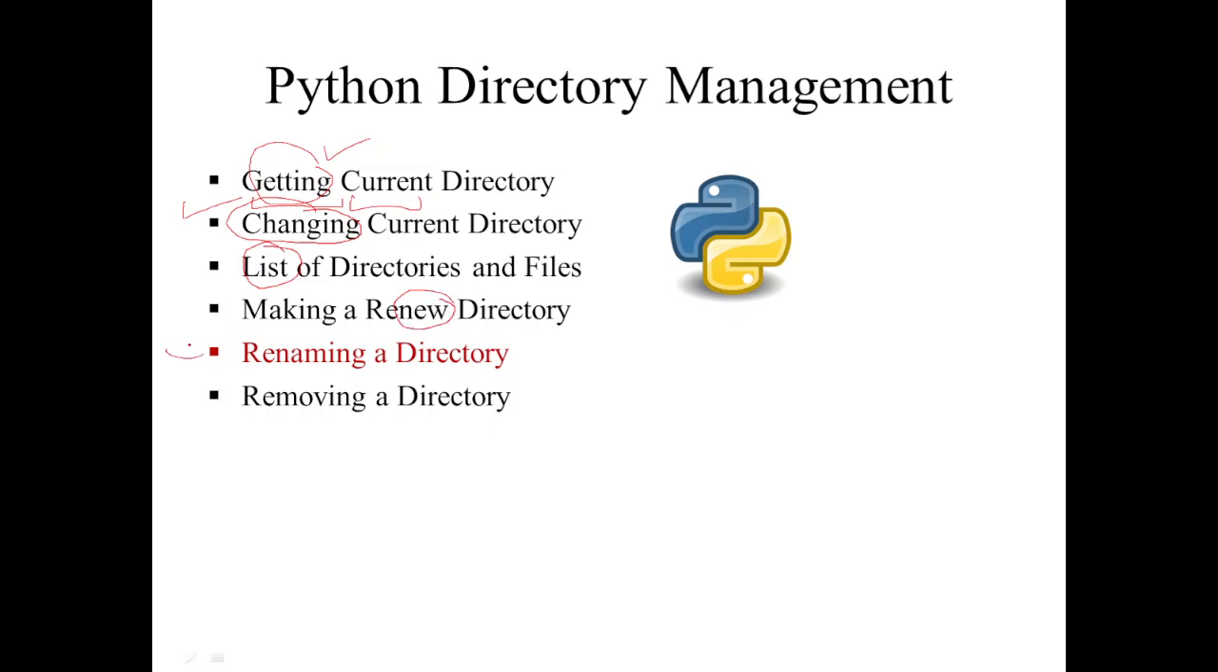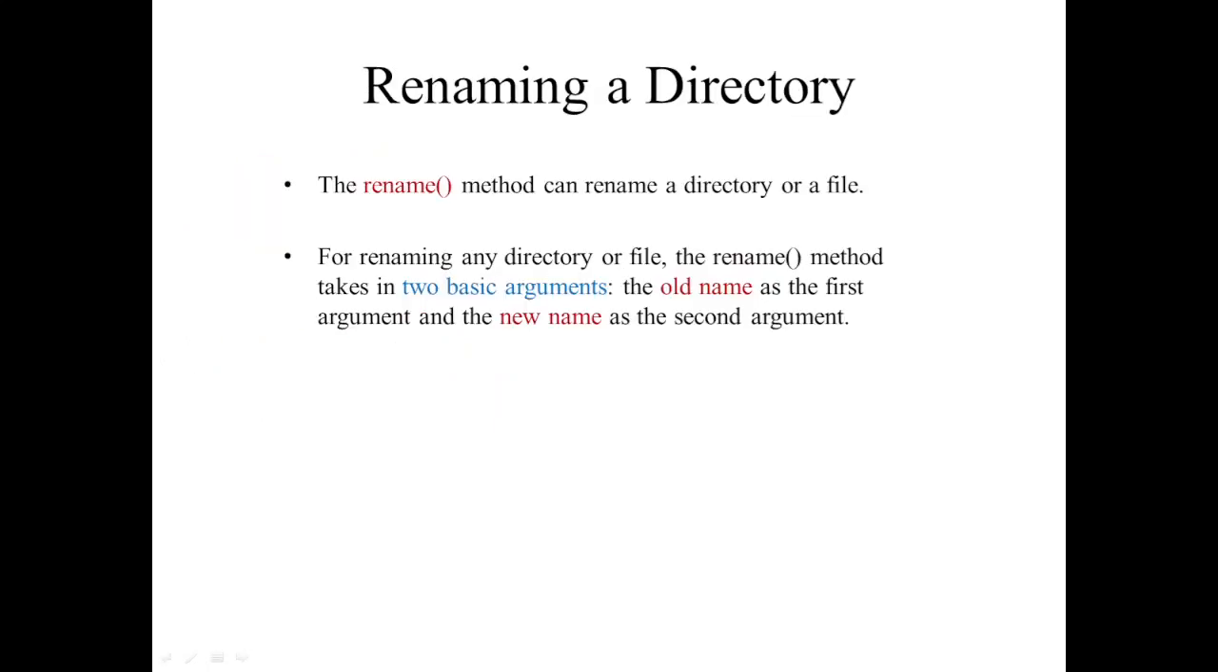In this video, we will discuss how to rename a directory if it already exists. In order to rename the directory, we use a simple function called rename. This method will rename a directory or a file. For renaming any directory or file, the rename method takes in two arguments. The first argument will be the old name, and the second argument will be the new name of the directory. In this way, we can rename a directory.